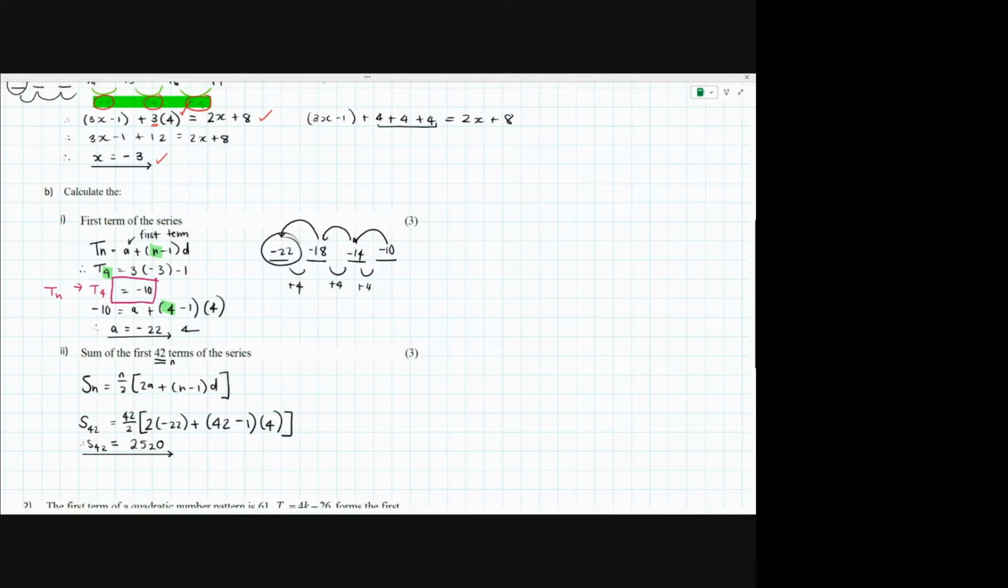actually just finding the sum, it's very straightforward. You substitute it in and you get your answer. Again, n is 42 because that's how many terms I'm adding. Remember, Sn means the sum of however many terms, 42 terms. And we get that if I added the first 42 of this series, I would get 2,520.